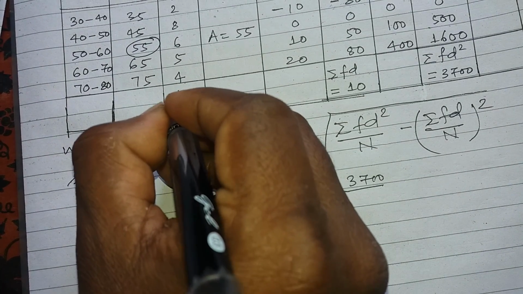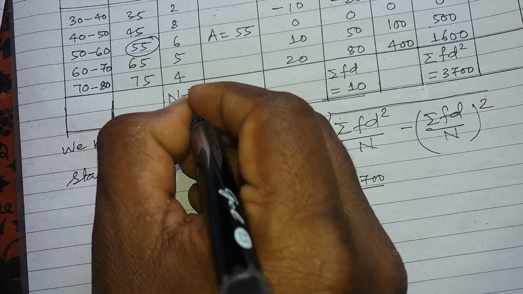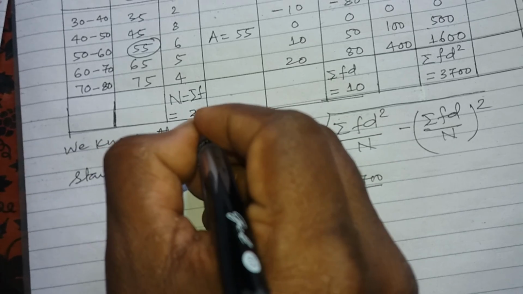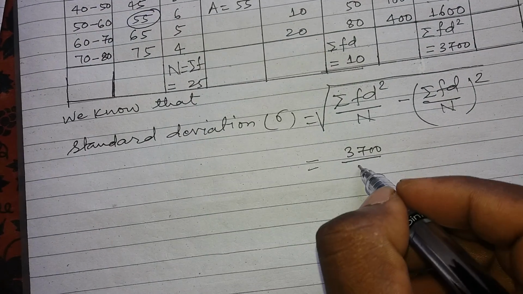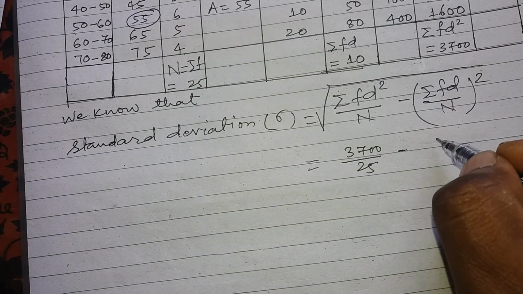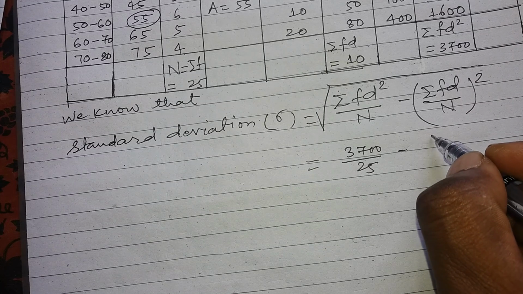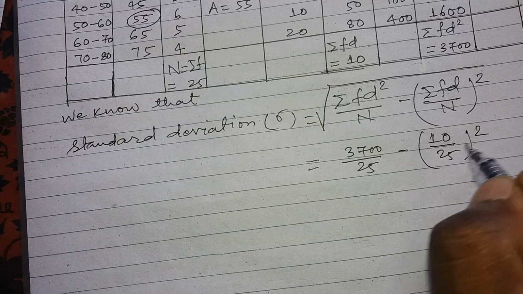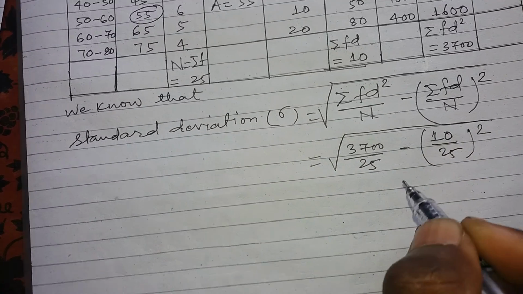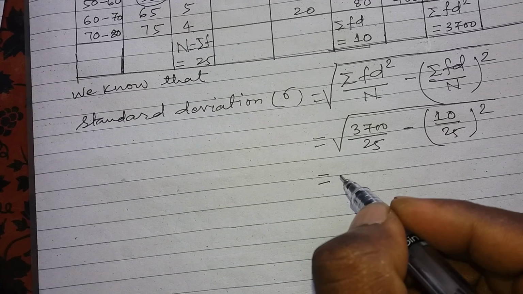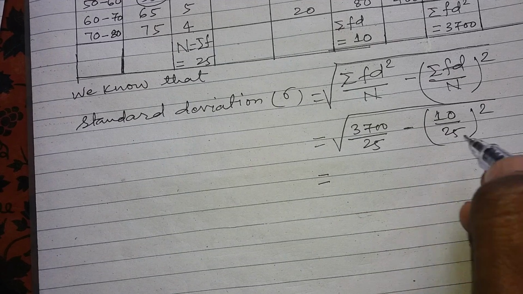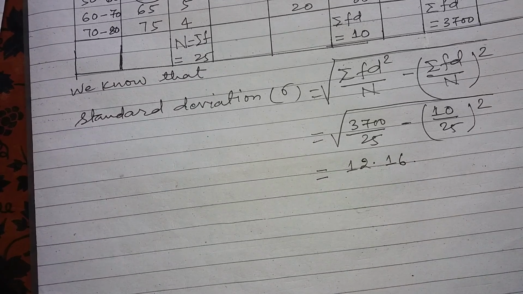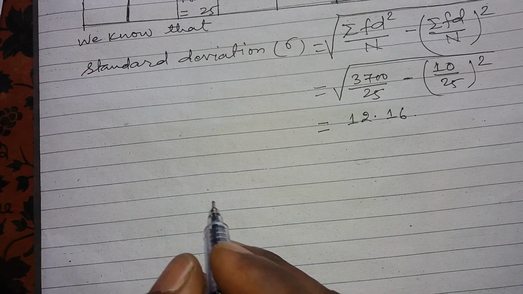n also we have to find out. n means summation f, which is equal to 25. After this we write 25 minus summation fd, which is 10, by 25, whole squared. This is in the root. When we calculate it, after calculating all these, we'll get 12.16. You can use a calculator to calculate it.